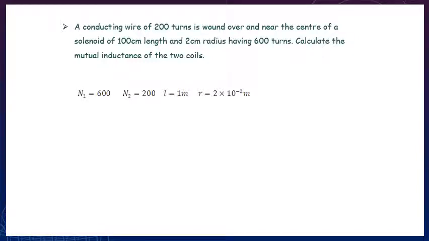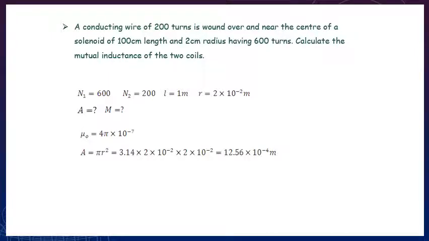So we have to find out mutual inductance. Before that, you should find out what is the area of the solenoid. To begin that, we have to know one more value, which is mu naught. Mu naught is a constant called relative permeability of free space. That value is given as 4 pi into 10 power minus 7.